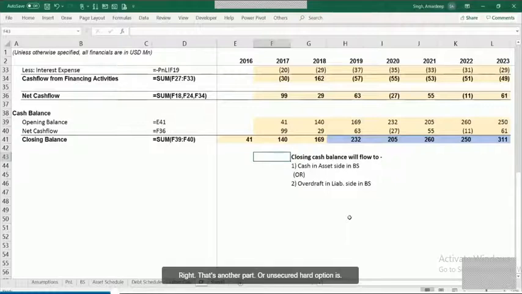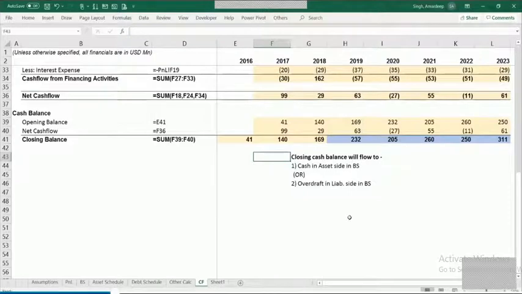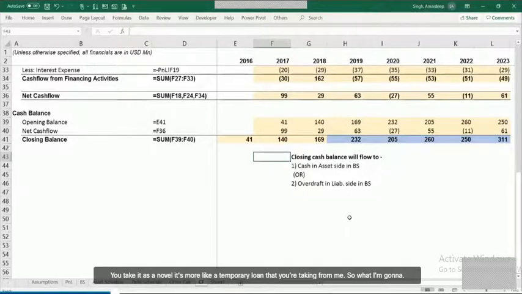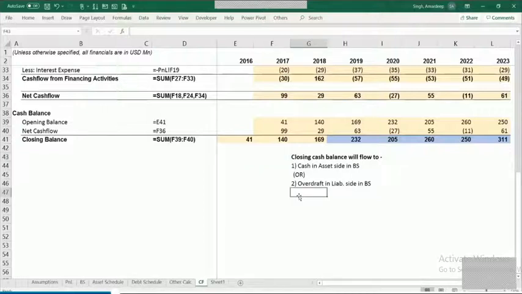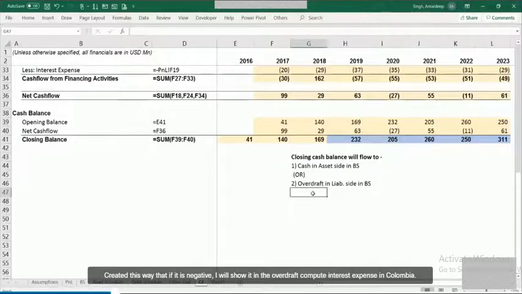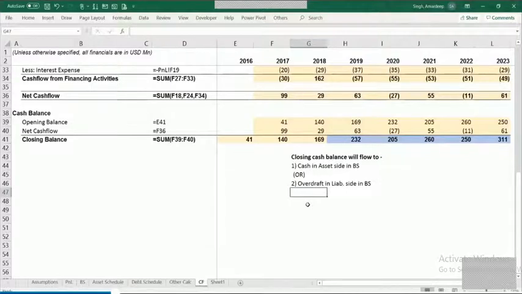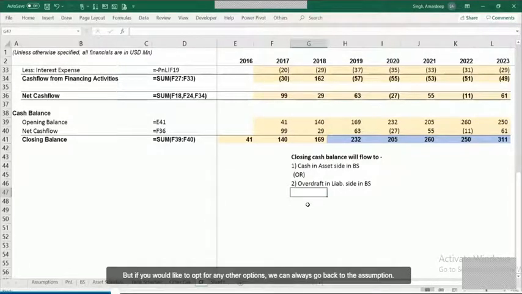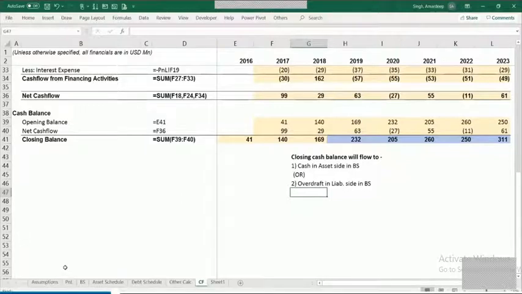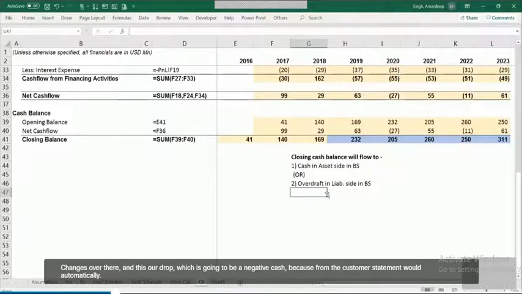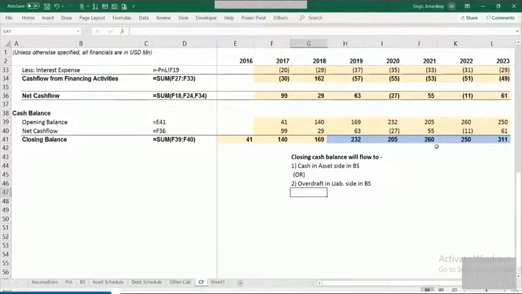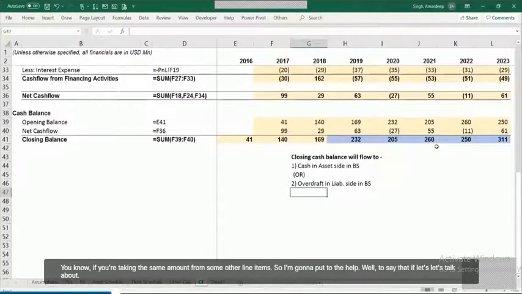Third option is you take it as an overdraft, which is more like a temporary loan that you have taken from the bank. So what I'm going to do, I'm going to treat it this way: if it is negative, I will show it in the overdraft, compute interest expense and club it. But if you would like to opt for any other option, you can always go back to the assumptions tab and make changes over there. And this overdraft, which is more going to be a negative cash figure from the cash flow statement, would automatically reduce or become zero if you are taking the same amount from some other line item.